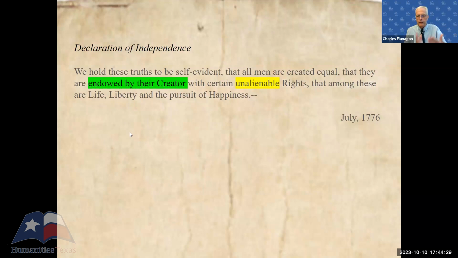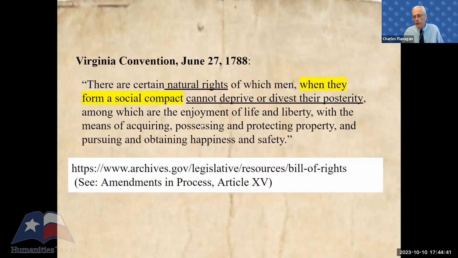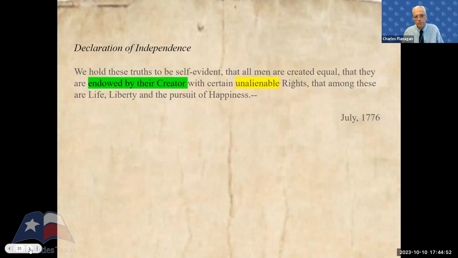So by getting them to look at the three different versions of that language, you do two things. You can talk about close textual analysis, how words have agency and how you express big ideas, but also how the Virginia Convention fed this fundamental idea into the discussion, which yielded the Bill of Rights, okay?